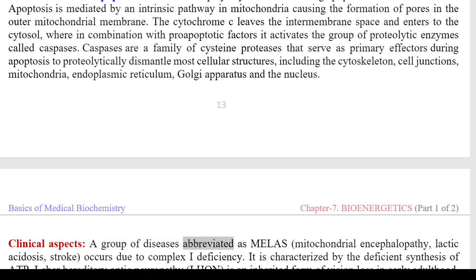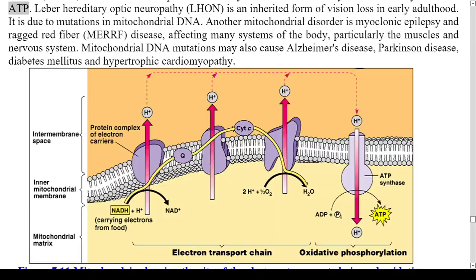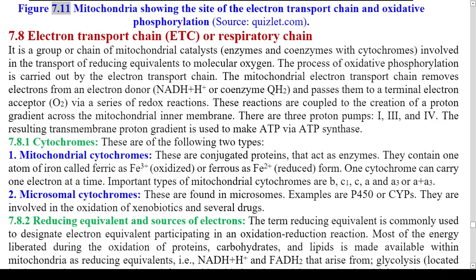Clinical aspects: a group of diseases abbreviated as MELAS, mitochondrial encephalopathy, lactic acidosis, stroke, occurs due to complex I deficiency. It is characterized by the deficient synthesis of ATP. Leber hereditary optic neuropathy, LHON, is an inherited form of vision loss in early adulthood. It is due to mutations in mitochondrial DNA. Another mitochondrial disorder is myoclonic epilepsy and ragged red fiber, MERRF, disease, affecting many systems of the body, particularly the muscles and nervous system. Mitochondrial DNA mutations may also cause Alzheimer's disease, Parkinson disease, diabetes mellitus and hypertrophic cardiomyopathy. Figure 7.11 Mitochondria showing the site of the electron transport chain and oxidative phosphorylation, source, Quizlet.com.